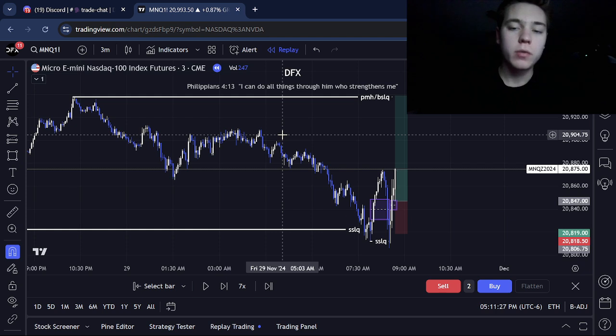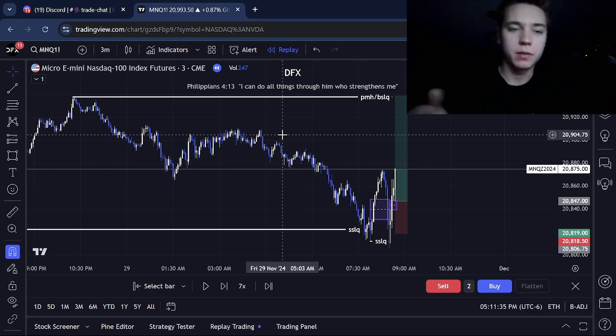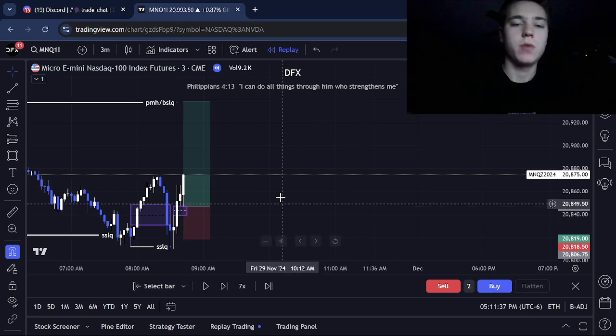If you guys don't know already, market always wants to target some kind of resting liquidity, whether it's buy side, sell side, internal, anything. So after that, let's see what happens.